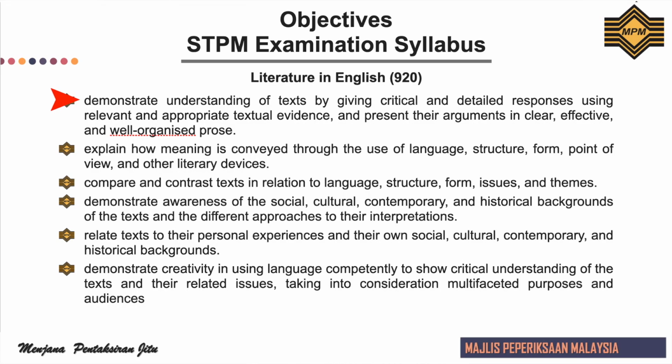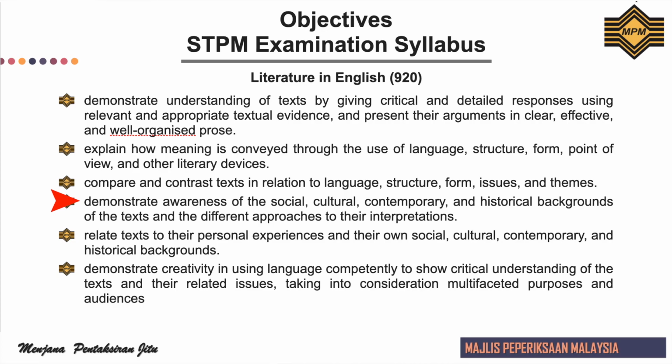First, demonstrate understanding of texts by giving critical and detailed responses using relevant and appropriate textual evidence, and present their arguments in clear, effective, and well-organized prose. 2, explain how meaning is conveyed through the use of language, structure, form, point of view, and other literary devices. 3, compare and contrast texts in relation to language, structure, form, issues, and themes.